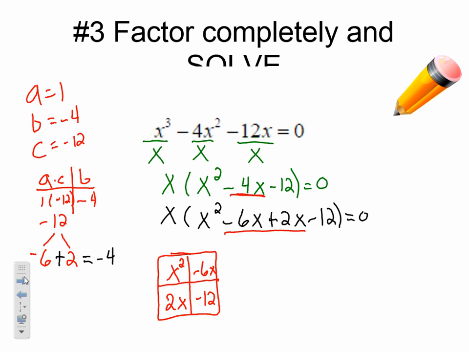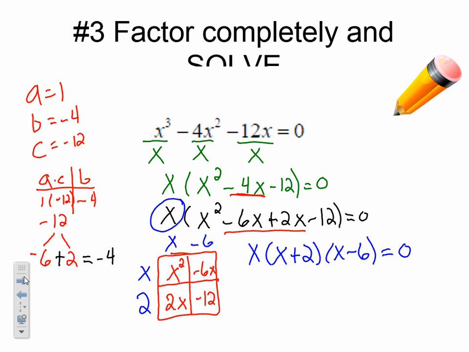Greatest common factor here, 2x, x, negative 6. Now, we can't forget about our super annoying little baby brother or sister. We have to bring that along. So we get x plus 2, x minus 6 equals 0.